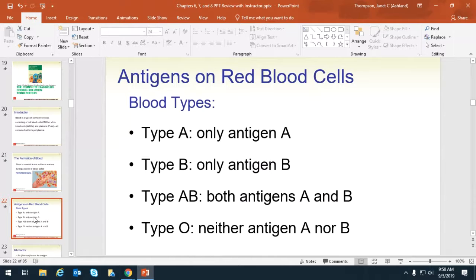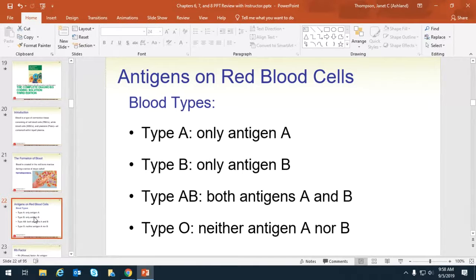Different types of blood types. Do you all know your blood type? I think I know mine. Well, that's important to know if you're getting a transfusion. You had surgery a month ago. Did they verify your blood type? O positive, yep. And O negative is the universal donor.